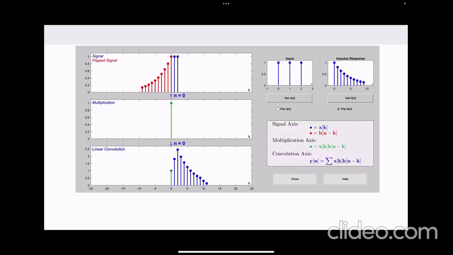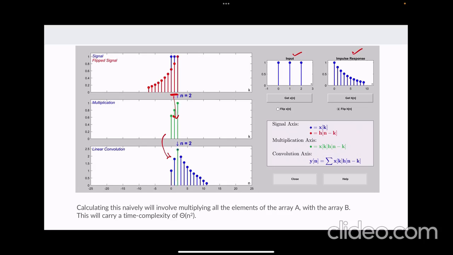So first, let's see the basic visualization of convolution. Here, as you can see, we're multiplying all of these signals. This is our input and this is our impulse response. We flip the impulse response and we convolve it. You can see that when I multiply these, this is the multiplication that I'm getting, and once I add them, this is the answer I attain for each multiplication and addition. So that's our basic linear convolution. Let's move forward, and as I said, this will take a time complexity of n square.